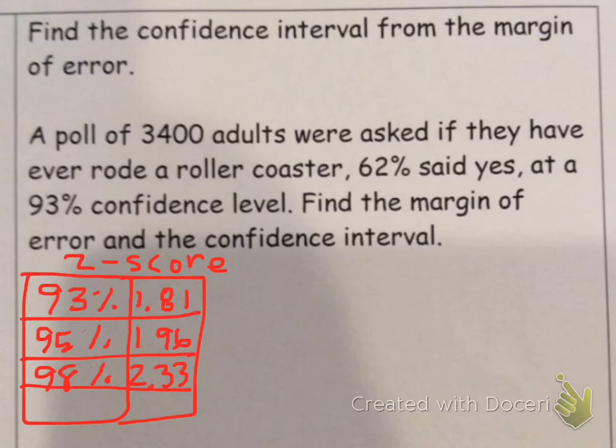A poll of 3,400 adults were asked if they had ridden a roller coaster. 62% said yes, at a 93% confidence level. Find the margin of error and the confidence interval. So what we're going to do here, we have three numbers that seem to be important to us.